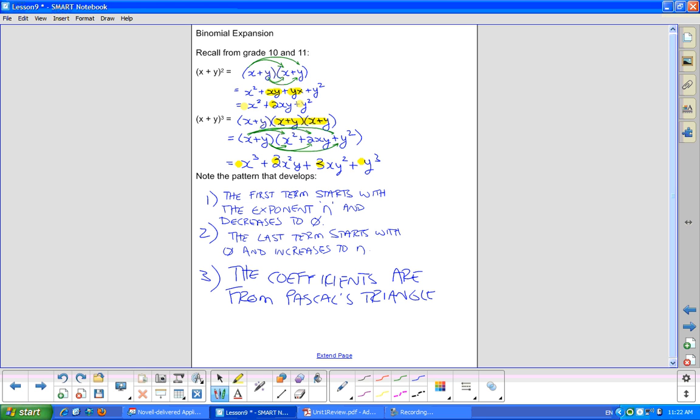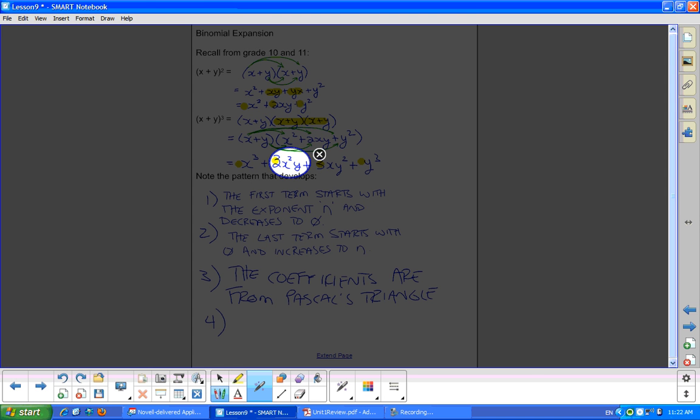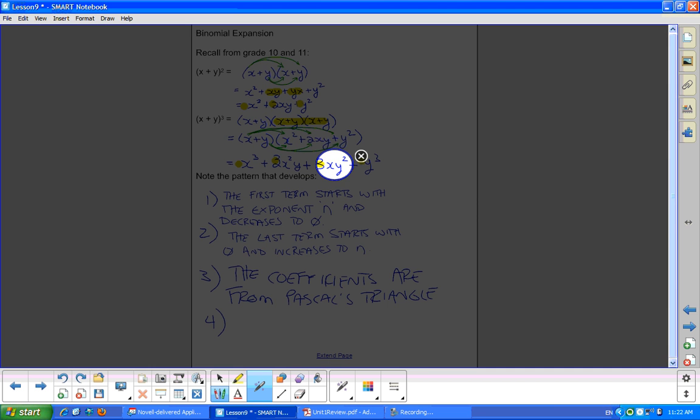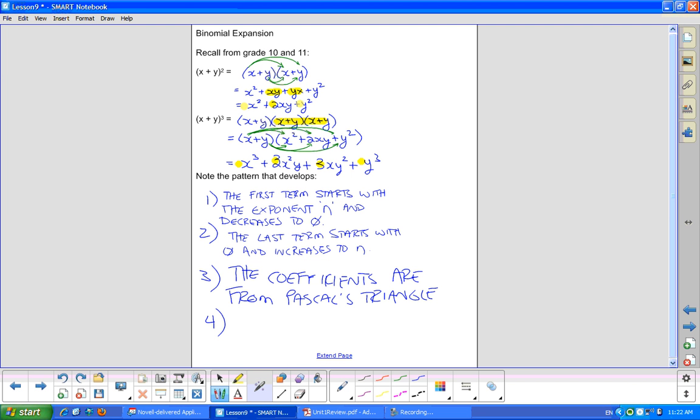And finally, if we look at the exponents, we see that the 2 plus 1, the 2 on the x, the 1 on the y, they add up to 3. The 1 on the x, the 2 on the y, they add up to 3. So the exponents always add to n. And I'm going to talk about how that applies in the next video.